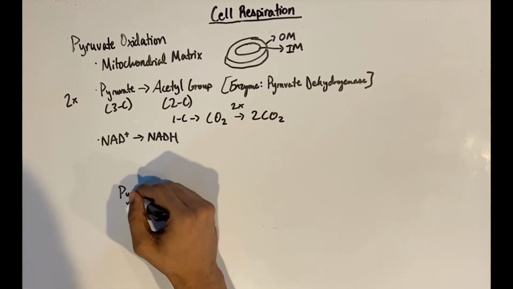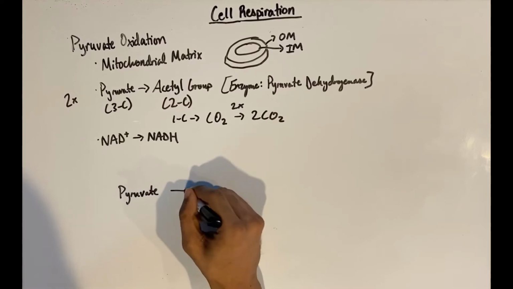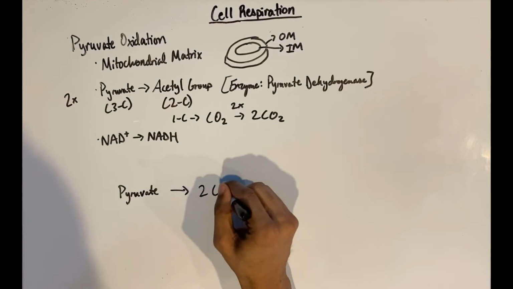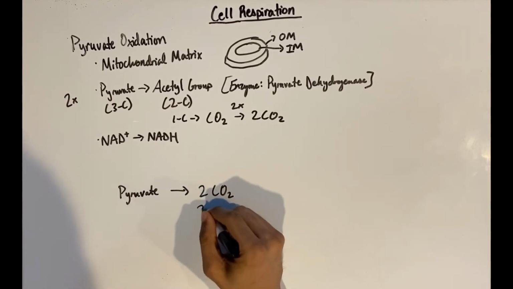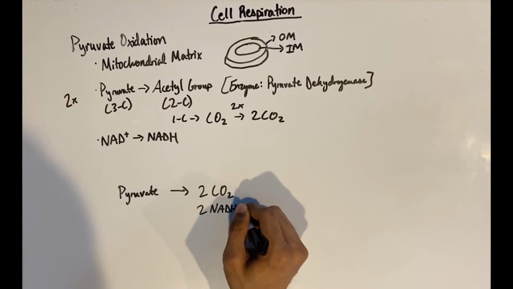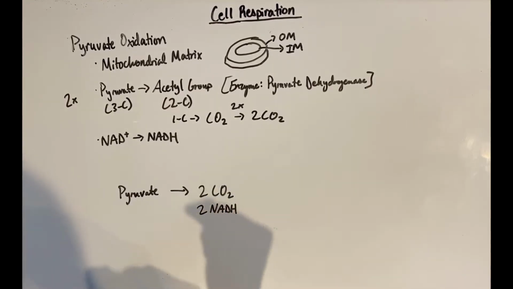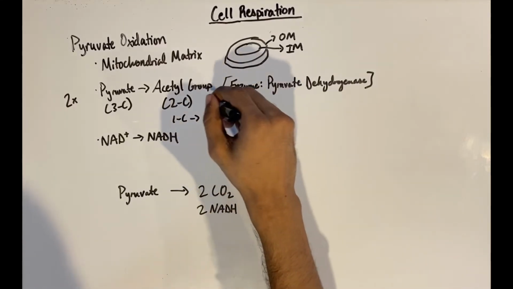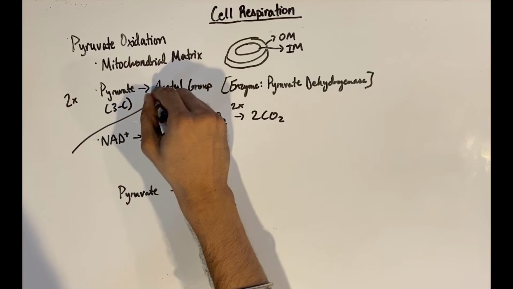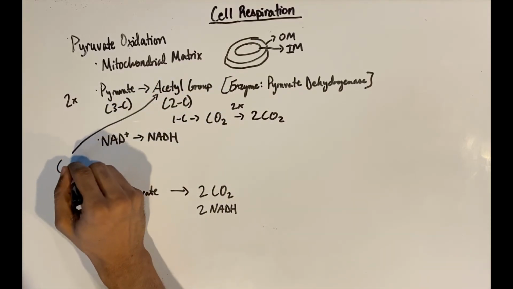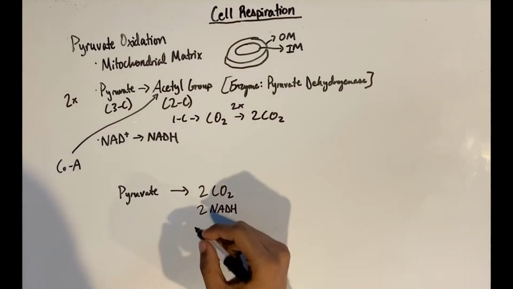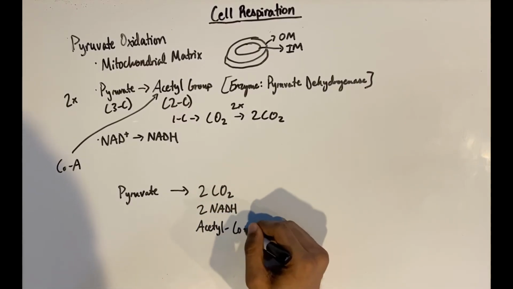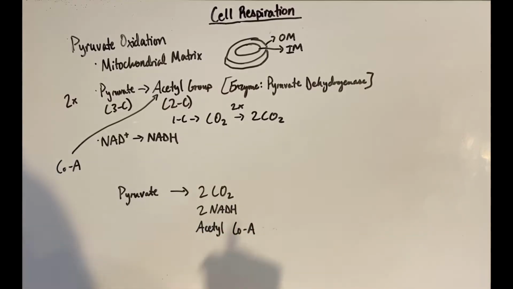Overall, in pyruvate oxidation, we have a pyruvate, which is the reactant, and it's converted into 2 CO2, 2 NADH, and a coenzyme group is actually attached to the acetyl group. So let's say right here, you have a coenzyme group. So now you have a production of acetyl-CoA.